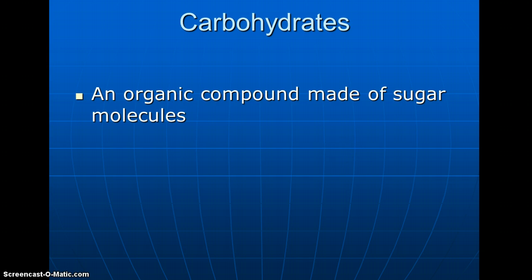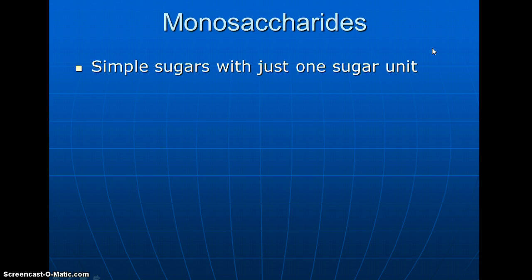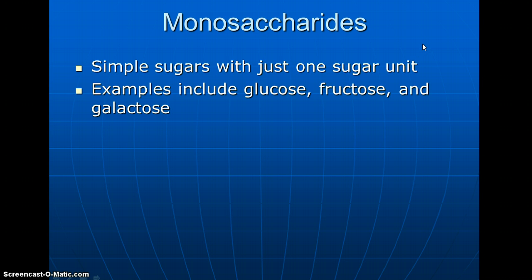When you think of sugar molecules, you don't always think of carbohydrates, but all carbohydrates are made out of sugar monomers. If we look at the term monosaccharide, these are our simplest carbohydrates, and mono means one, saccharide means sugar, so monosaccharides are our simple sugars with one sugar unit. Again, these are our simplest carbohydrates. The main examples include glucose, fructose, and galactose.